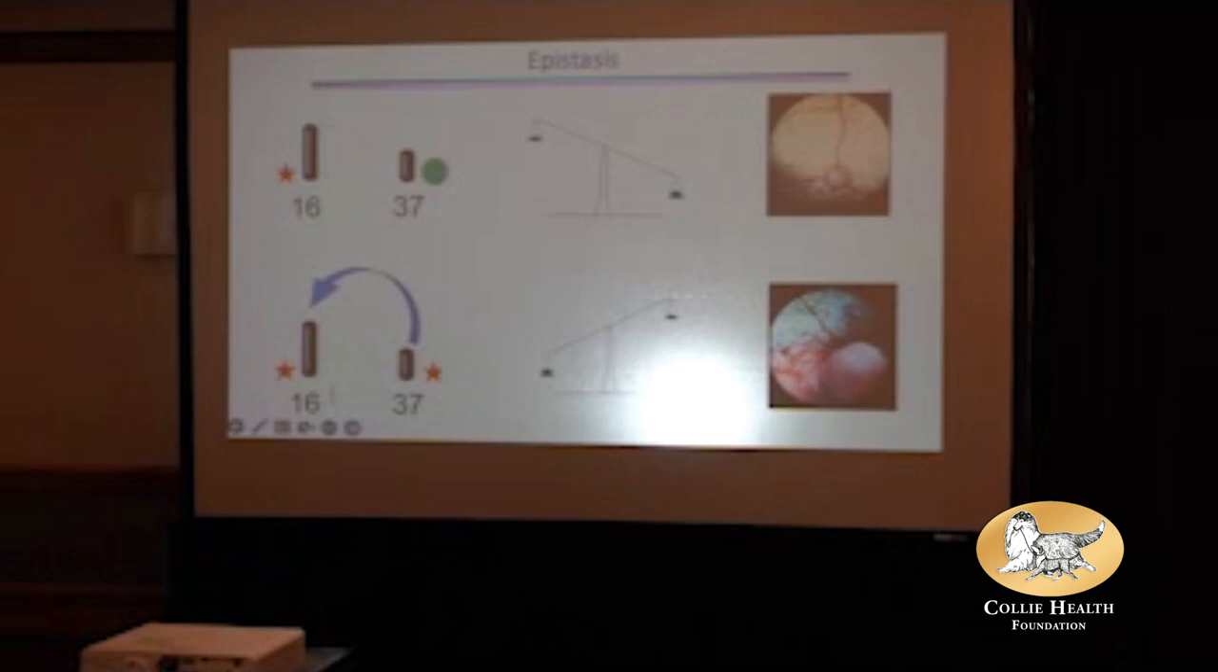Now, there is also another option that you have a dog that has the chromosome 37 mutation, but not the coloboma mutation or mutations. And that would be one of our choroidal hypoplasia examples shown before.